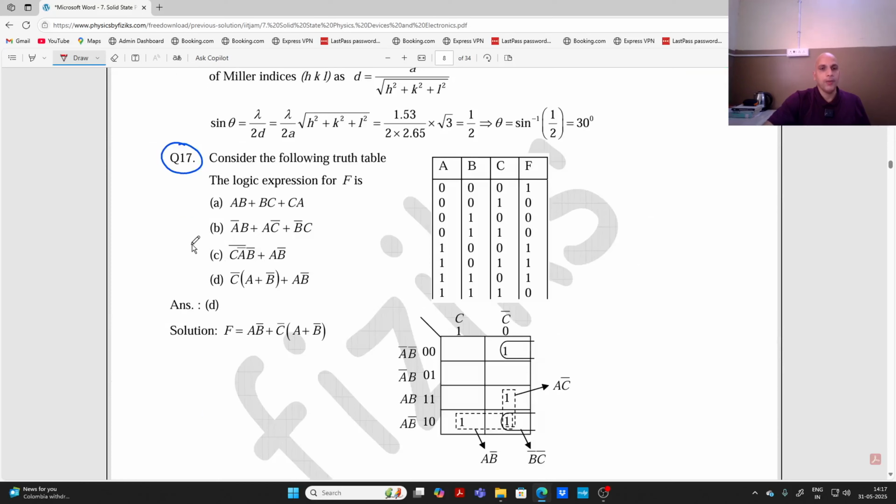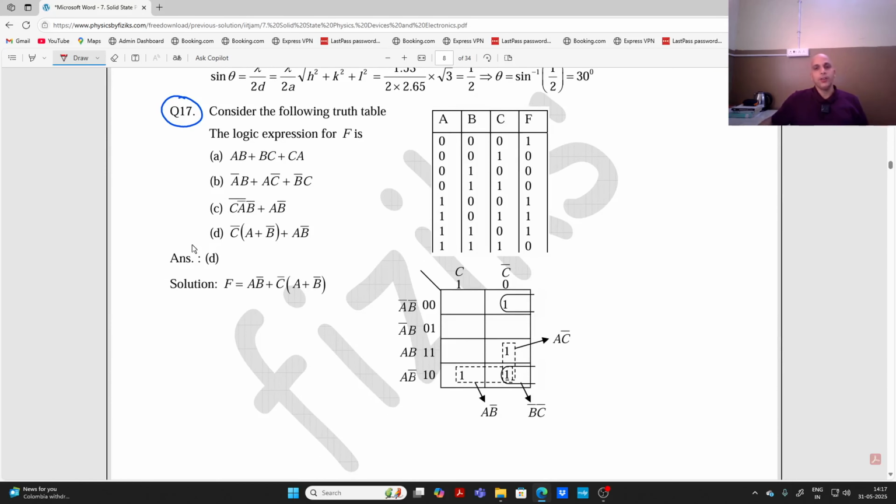Now I'm going for the next one. Consider the following truth table. You are given a truth table, right? And that has 3 inputs and 1 output. The logic expression for F is, now you can see here the solution, they have solved it by using the Karnaugh map simplification method, right? Actually you haven't gone through that, and I even have not explained what the Karnaugh maps are. So I'm not going into it, but you can simply do it by applying the basic Boolean logic.